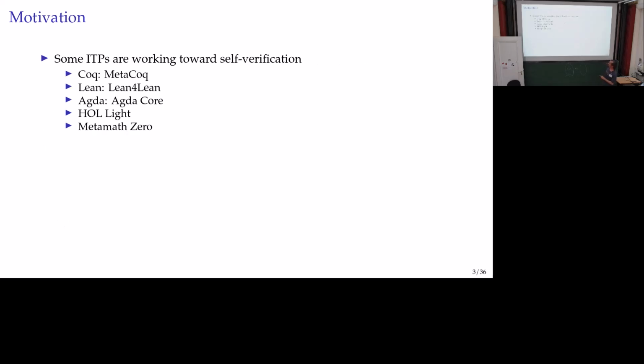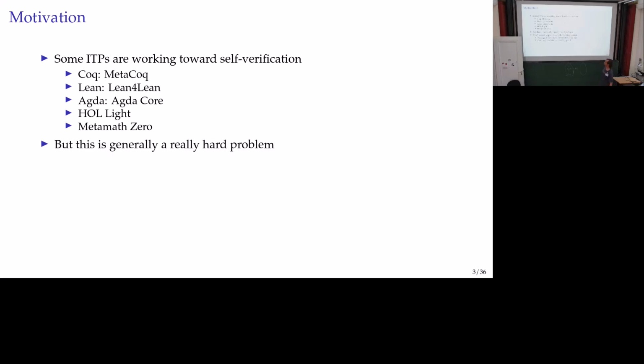Some of the ITPs are working towards what I'll call self-verification, and I'll explain what this means, but for now let me just list some projects that have something akin to self-verification. Coq has a project called Metamath, which is about verifying the Coq system itself. Lean has a project called Lean for Lean. Agda, well, there's some work going in that direction. Hausdorff has a paper on verification of the kernel in Hausdorff, and Metamath 0 is a system that I'll talk to you about more here.